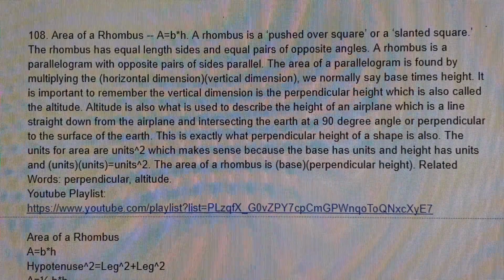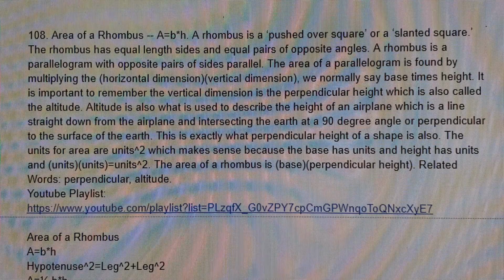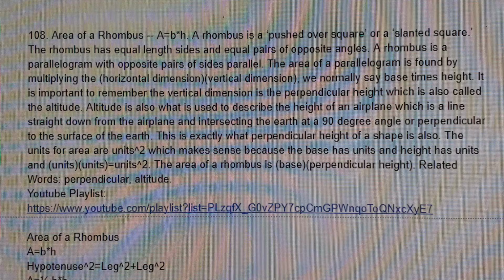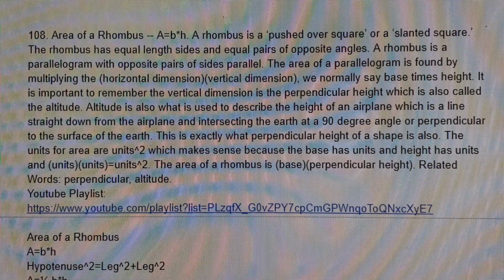Area of a rhombus. Area equals base times height. A rhombus is a pushed over square or a slanted square. The rhombus has equal length sides and equal pairs of opposite angles. A rhombus is a parallelogram with opposite pairs of sides parallel.